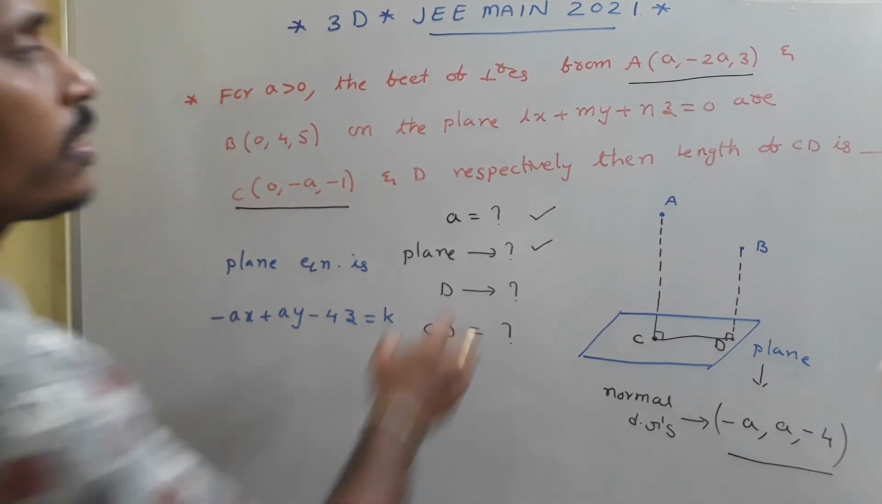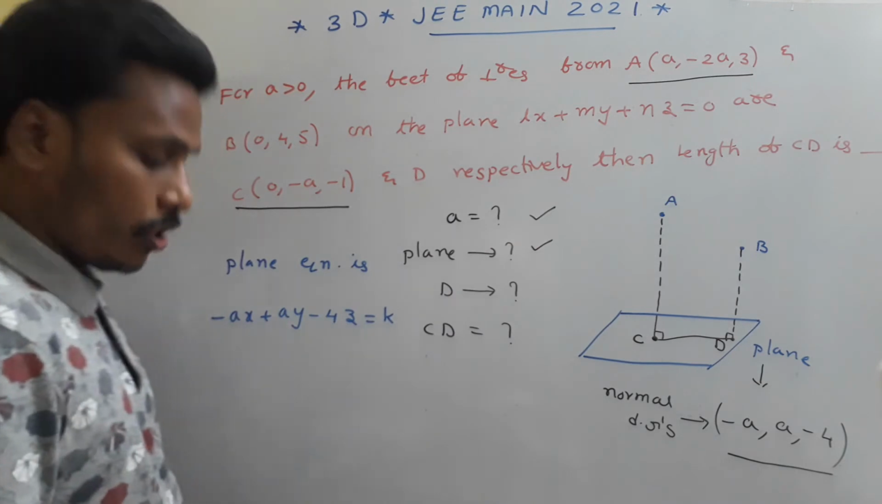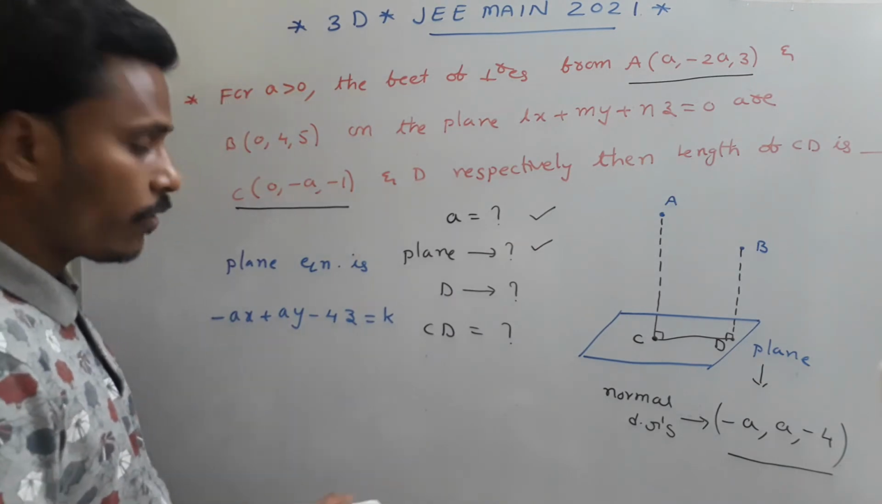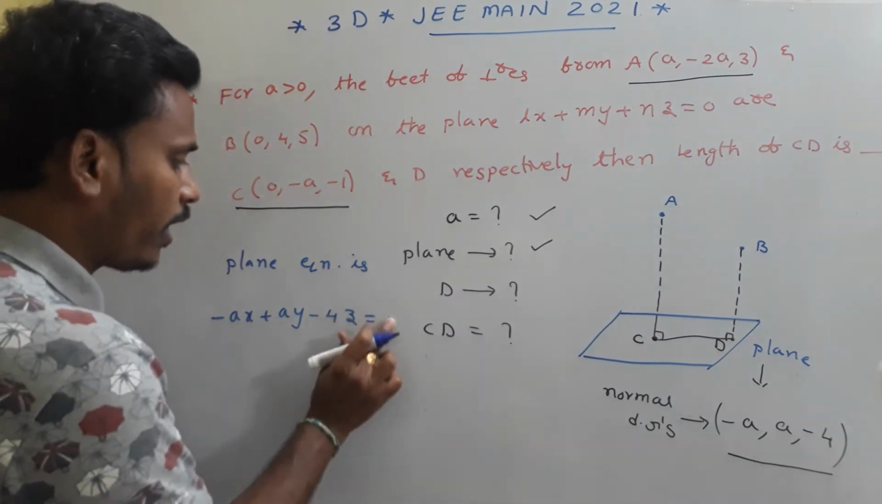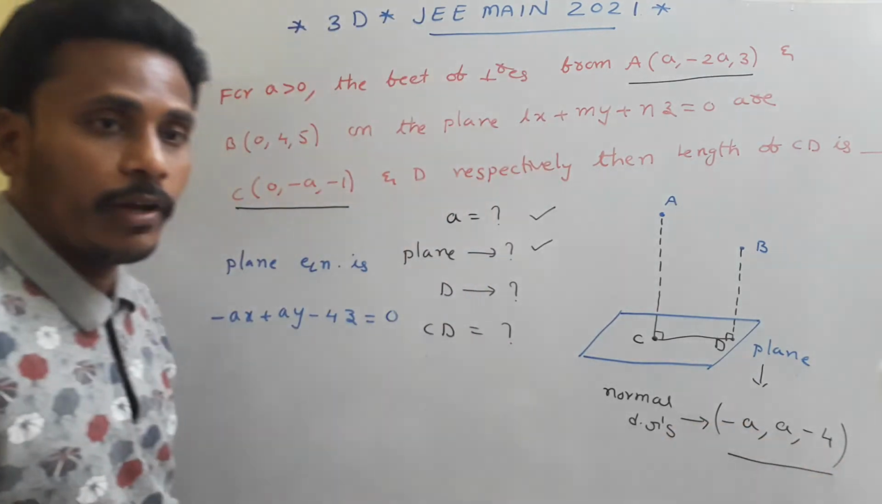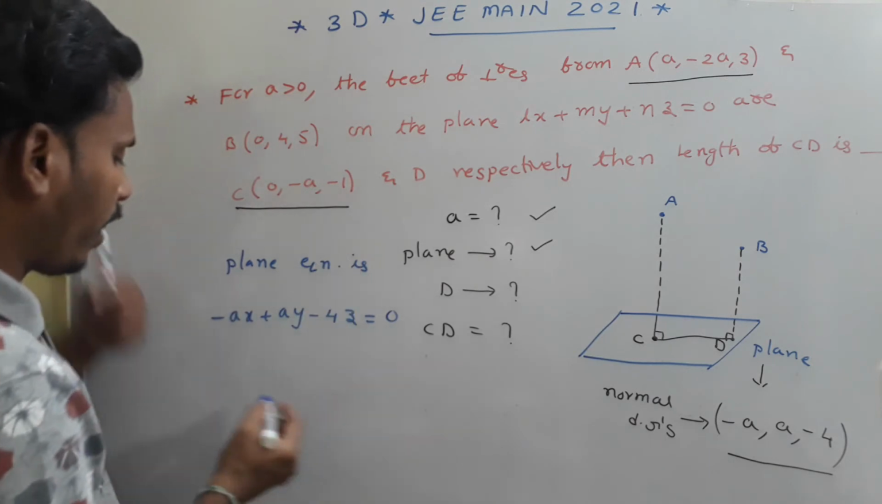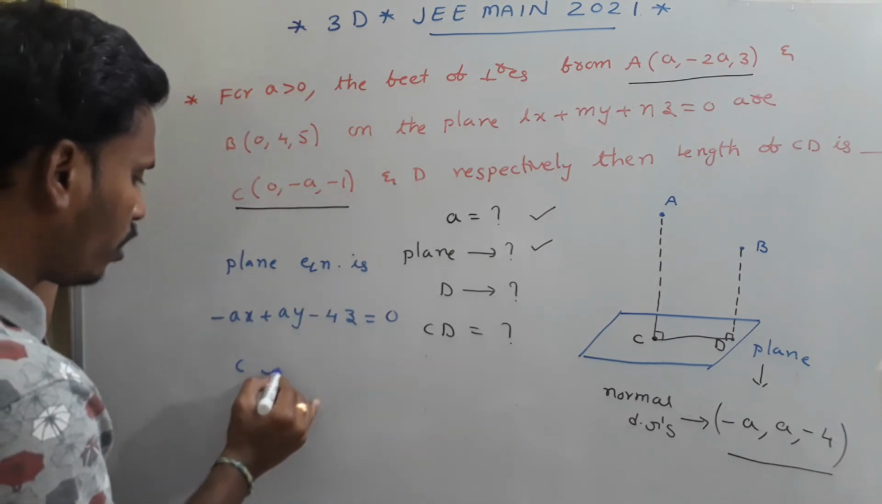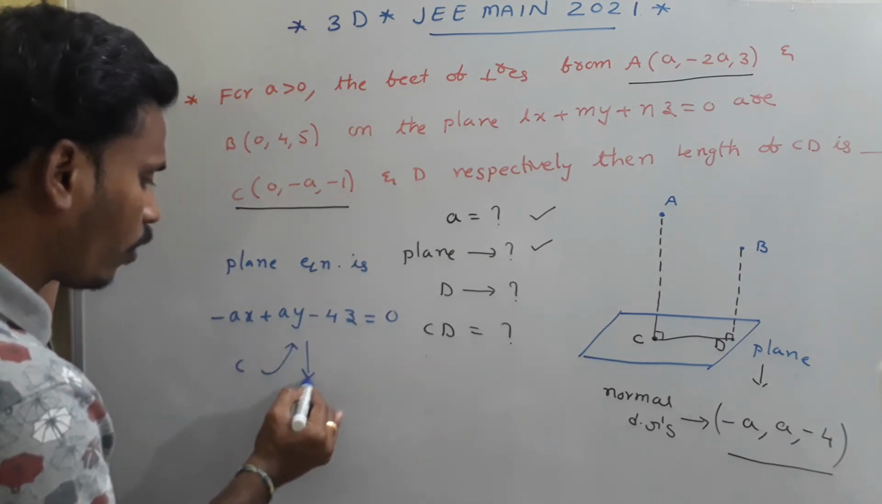Since lx plus my plus nz is equal to 0 is given, that means the constant term in the plane equation is 0. So rewrite this k as 0. This is the plane equation. Normal DRs and constant value. Since c is there on the plane, substitute c in this plane equation. From there what will happen?